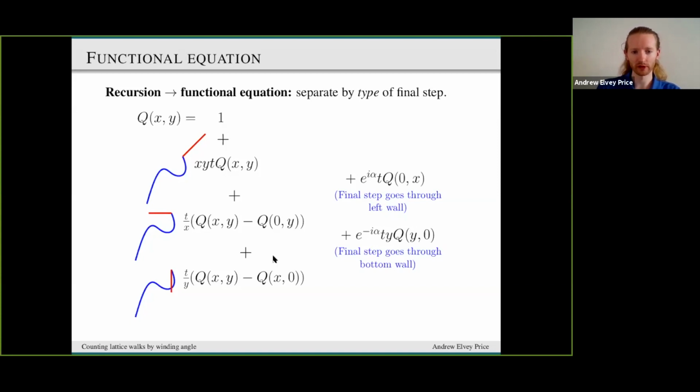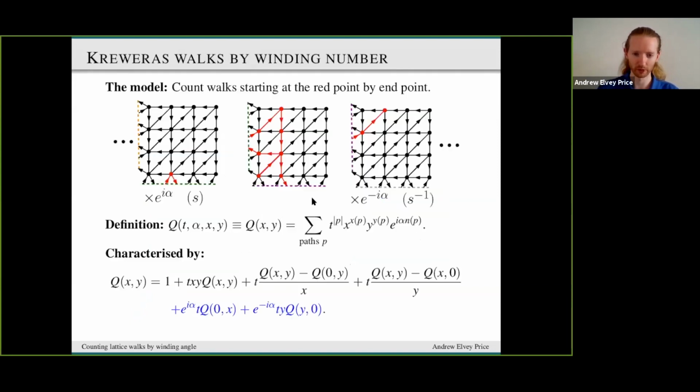Okay, so these are the normal contributions that would come up if we were just counting walks confined to the quarter plane. And then we get these more complicated contributions from the cases where the final step is through one of the walls. So that's these two contributions down the bottom. I'll describe how these contributions come up. The first one, the e to the I alpha t q0x, comes from the case where we jump through the left wall of a section.